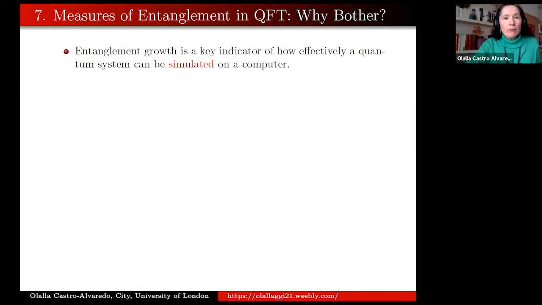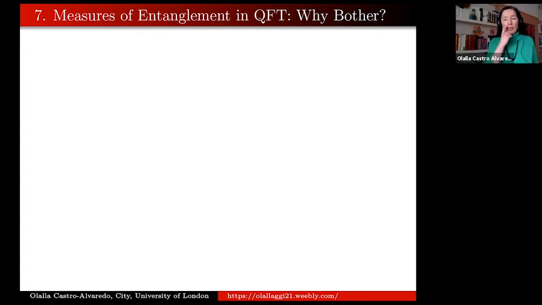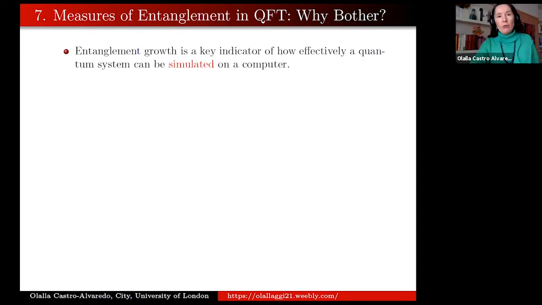Okay, so what motivations do we have to study entanglement? Well, there are very many, really. For one, mathematically, it's very interesting to study these functions and their properties, and some people do just that. But in the context of integrable quantum field theory and conformal field theory, one reason is that entanglement growth is a key indicator of how effectively a quantum system can be simulated on a computer. So knowing about entanglement entropy, for example, tells us something about how well we can do this. And this is one of the original big motivators for people to look at this in the context of spin chains and conformal field theory.